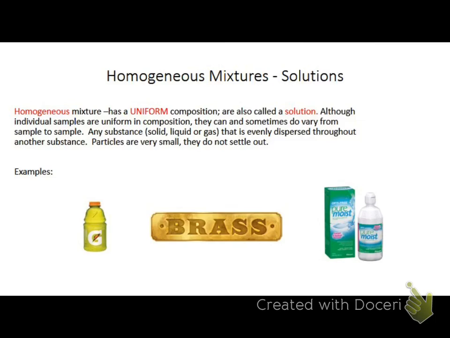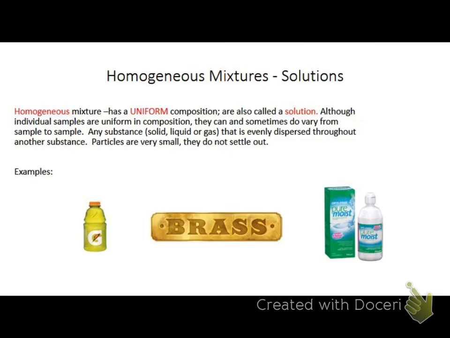But the more sugar you have in it, the stronger the concentration of sugar. So it's still a solution, but your solution would differ from someone else's solution. Does that make sense? So it's not like the law of definite composition that says if you have water, you always have H2O, and that's it. 2 hydrogens, 1 oxygen.